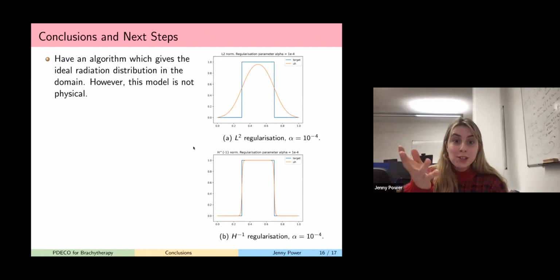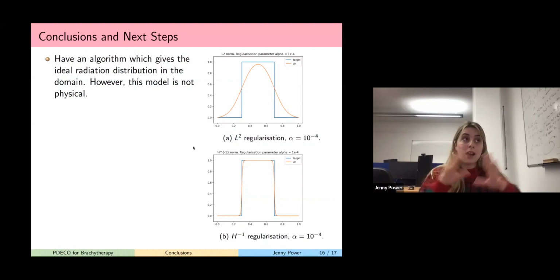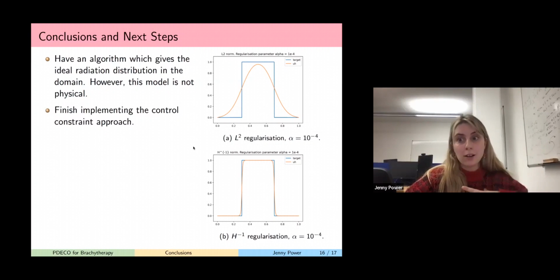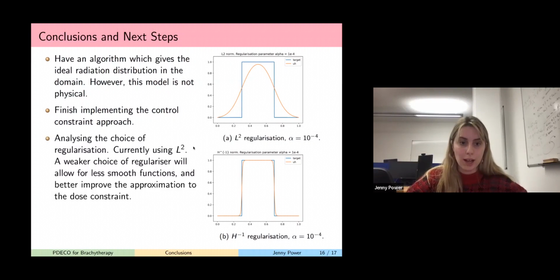So, some conclusions and plans for future work. So far, we have an algorithm which gives an ideal radiation distribution in the domain. In an ideal case where we're not worried about shapes or anything actually physical, this would be the best way to distribute the radiation in the domain. However, this model isn't physical. So my current next step is to finish implementing the control constraint approach, do some error analysis and convergence estimates on it, and try to get an algorithm that is working well.